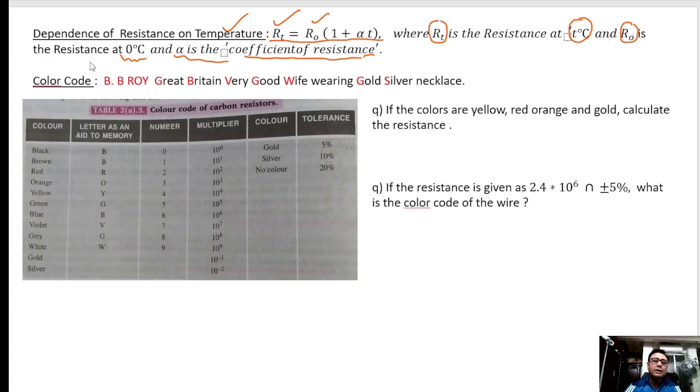Next we come to the color coding. For the color coding, on a wire, how many types of colors can there be? Suppose this is a conductor.